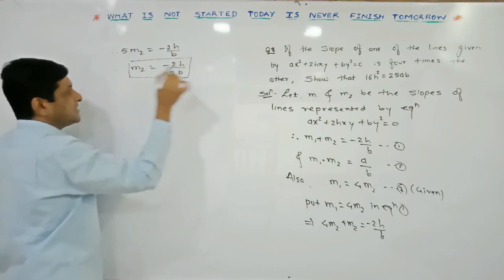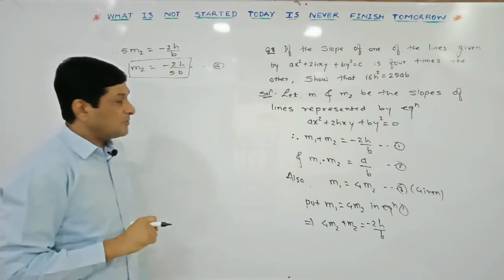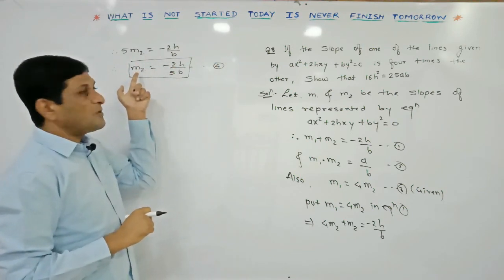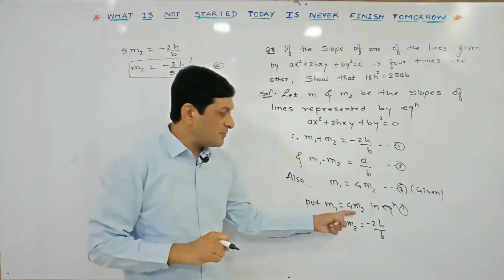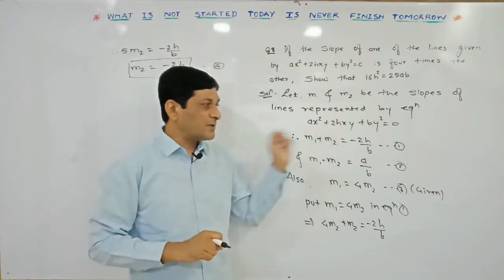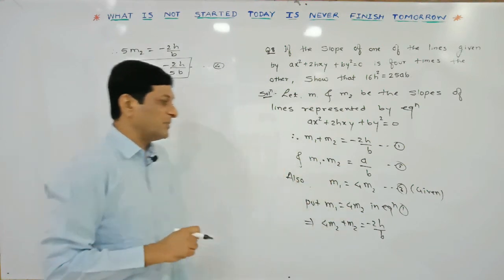So we have got the value of m2. Let us denote this value by equation number 4. Now if you observe this expression, we have eliminated what? m1, by substituting this value of m1 equals 4 times m2 in equation number first. Now we are substituting this value in equation number second.